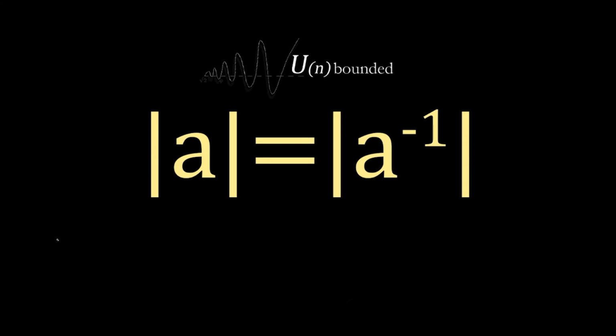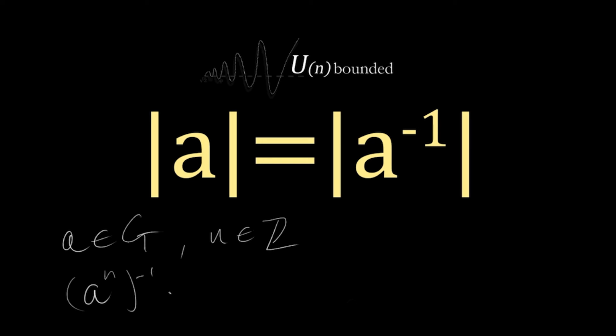Remember that if we have a group G and an element a of the group, and also we have an integer n, then a to the n inverse is equal to a to the negative n, which is equal to a inverse to the power n. So this property holds for every element of every group, as long as n is an integer and you operate only one element.